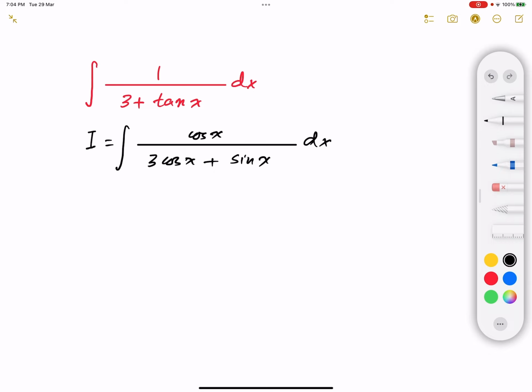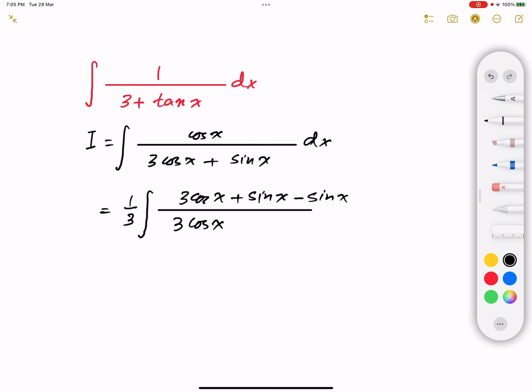And then we can force the numerator to be exactly the same as the denominator, and to do that we need to first multiply the numerator by 3 cosine x, and then we need to add up sine x and subtract sine x, okay? And of course, because we have multiplied the cosine by 3, we need to divide everything by 3, okay? And then the same exact denominator, 3 cosine x plus sine x, and we can make this longer, dx, don't forget the dx.